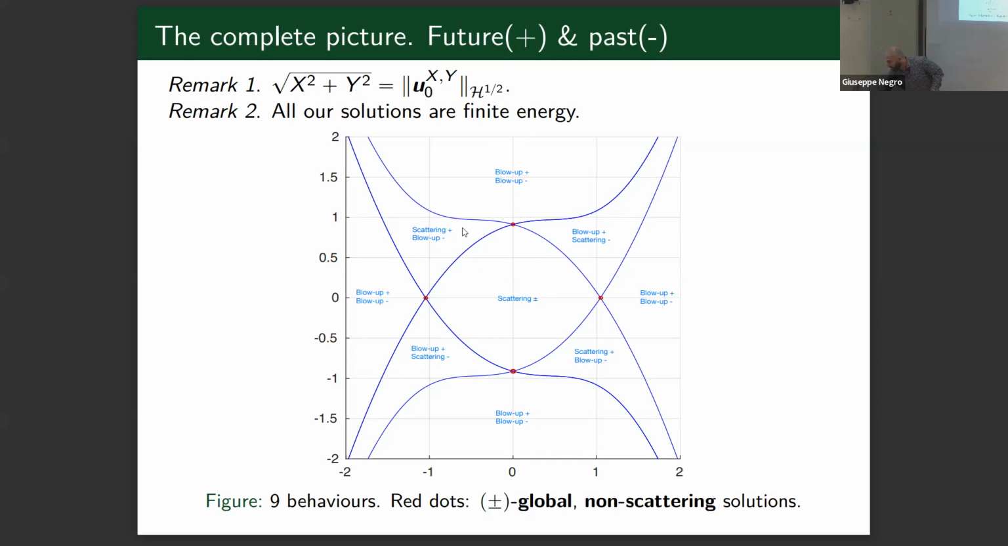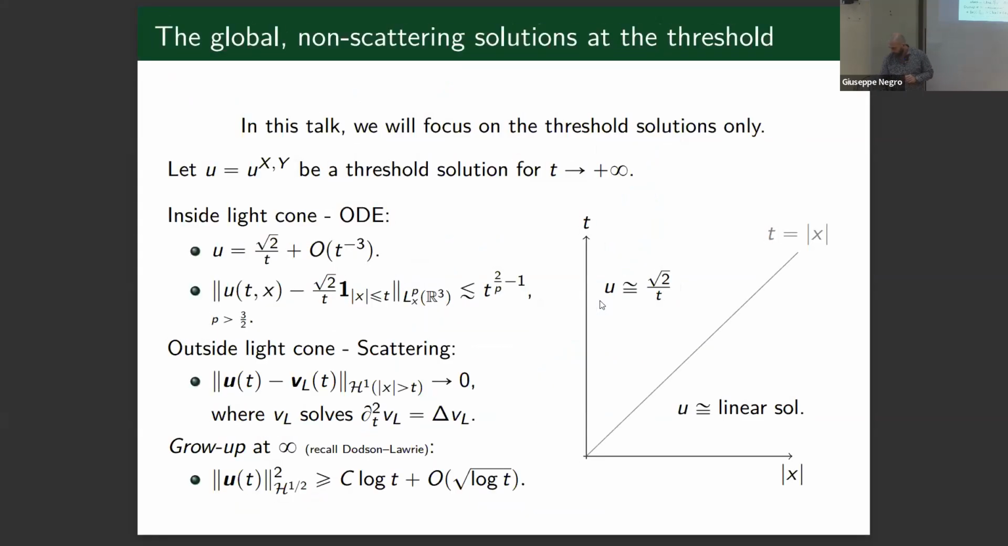And then perhaps the most interesting thing, we have these threshold solutions. These are global non-scattering in the future. These are global non-scattering in the past. And we have these special solutions, which are global and non-scattering, both in the future and in the past. In our result, we characterize all three behaviors: scattering, blow up, and threshold. But when you give a talk, you have to make choices. So let me focus only on the threshold behavior, which is, in my opinion, the most interesting thing we observe.